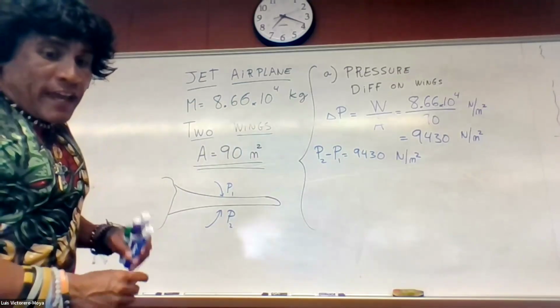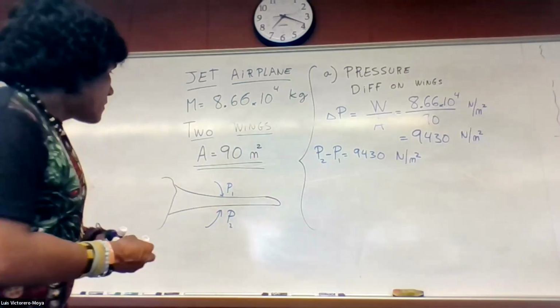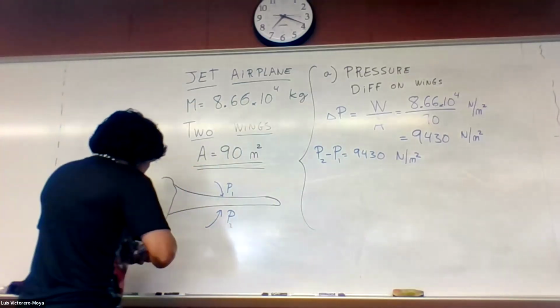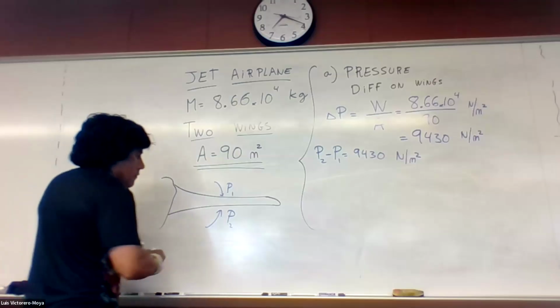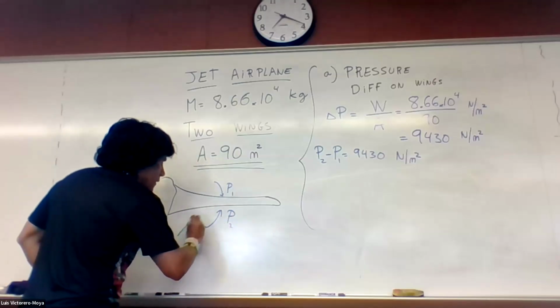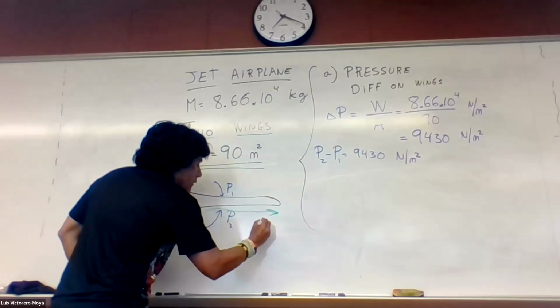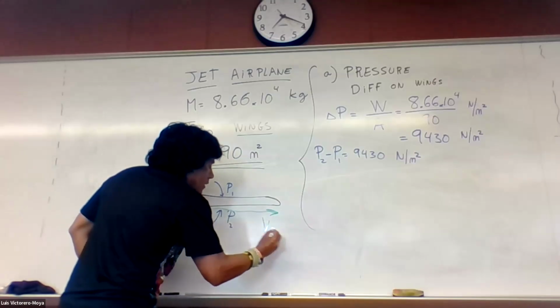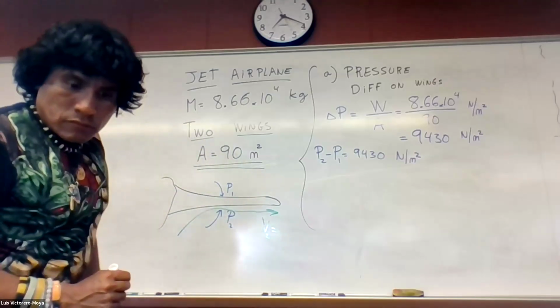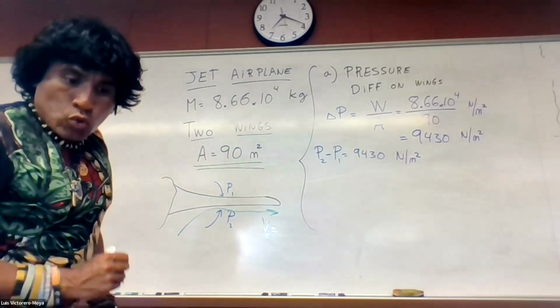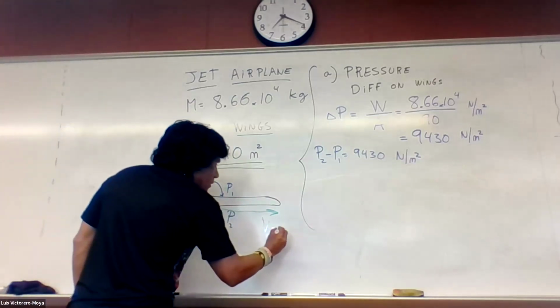If the speed of the air under the wing, let's put it like this, the speed here is 225 meters per second.